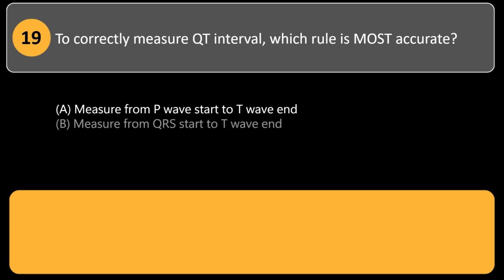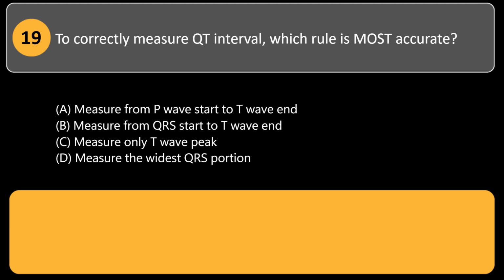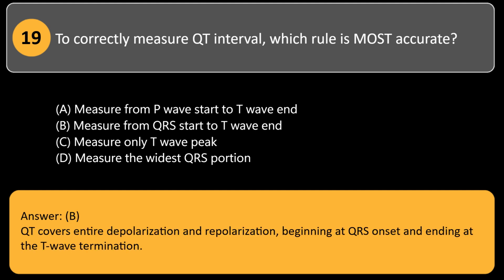To correctly measure QT interval, which rule is most accurate? A. Measure from P wave start to T wave end. B. Measure from QRS start to T wave end. C. Measure only T wave peak. D. Measure the widest QRS portion. Answer B. QT covers entire depolarization and repolarization, beginning at QRS onset and ending at the T-wave termination.